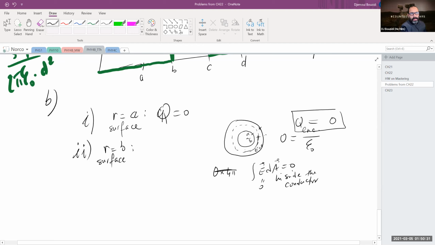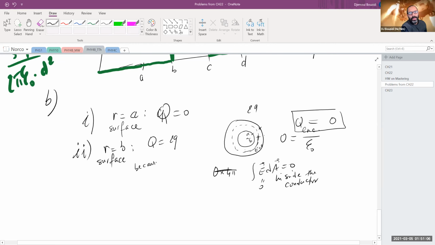We know for a fact there is a 2Q charge on this entire shell. That 2Q charge cannot exist on the inner surface; we just made the case for it. It cannot exist in the bulk of the conductor because it's a conductor. So the only place for the 2Q to exist is on the surface of radius B. Does everybody follow the reasoning in here? So the charge on this surface is 2Q.